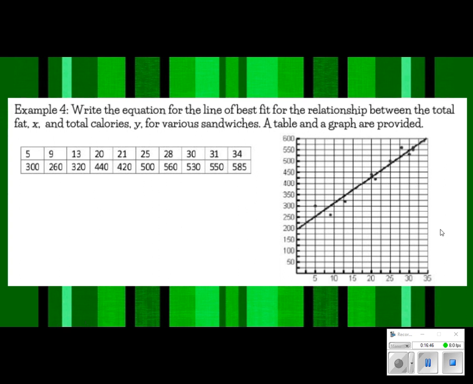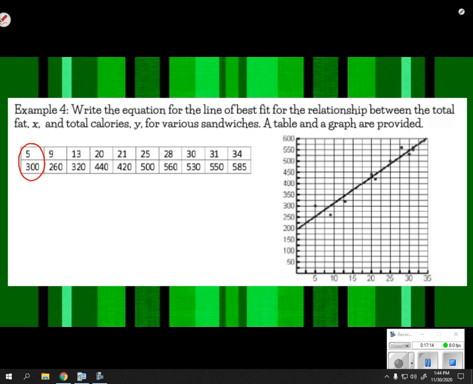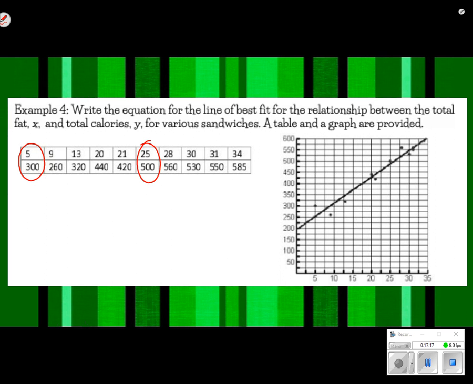All right, so we're going to write the equation of the line of best fit for the relationship between the total fat, X, and the total calories, Y, for various sandwiches. We don't know which type of sandwich is what. We just know fat is paired with calories. So 5 grams of fat and 300 calories go together. 25 grams of fat and 500 calories go together. Okay, so that's what we know. This is X and this is Y.